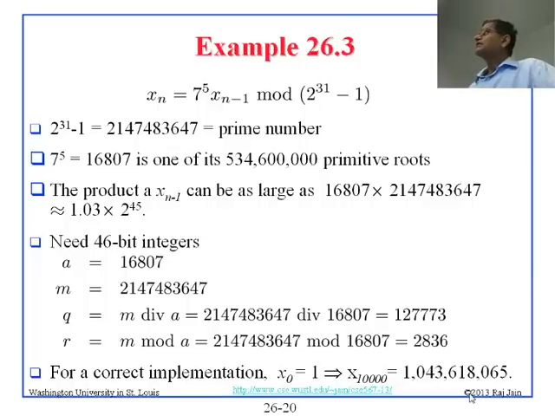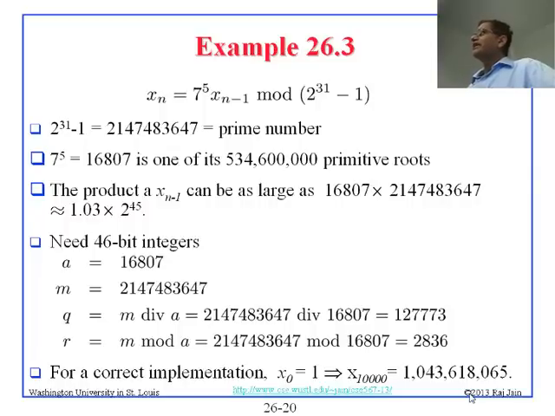Right? So this is a prime number. So this is a multiplicative generator of the kind where the modulus is not 2 raised to k. Right? And 16807 is one of its primitive roots. Somebody wrote a program and figured out how many primitive roots there are, and this is one of those 534 million primitive roots. All right, so this is good.